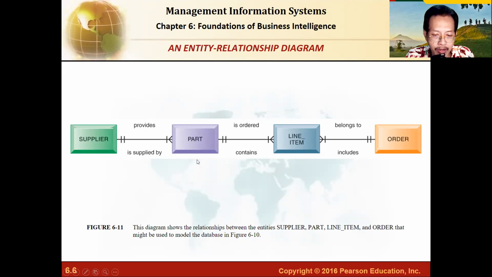But on the other hand, a spare part is supplied by one and only one supplier, meaning that there are no other suppliers that provides that same part aside from the assigned supplier here. A part is provided only by one supplier, and so on.